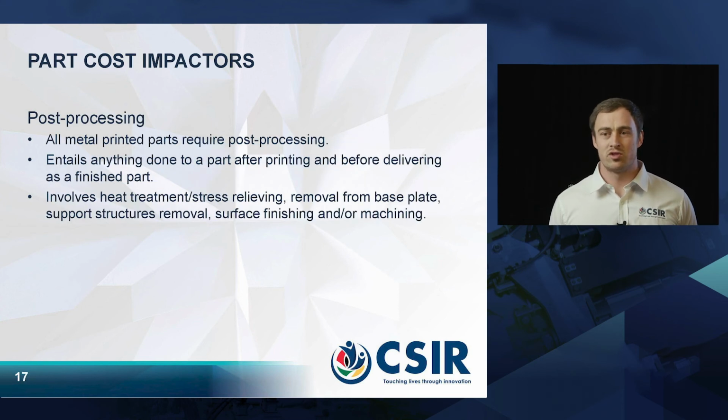The next one is post-processing. All metal printed parts require some form of post-processing. It entails anything that is done to the part after the removal from the machine and before it is delivered as a finished part. It involves heat treatment or stress relieving, removal from the base plate, support structure removal, surface finishing, and/or machining.